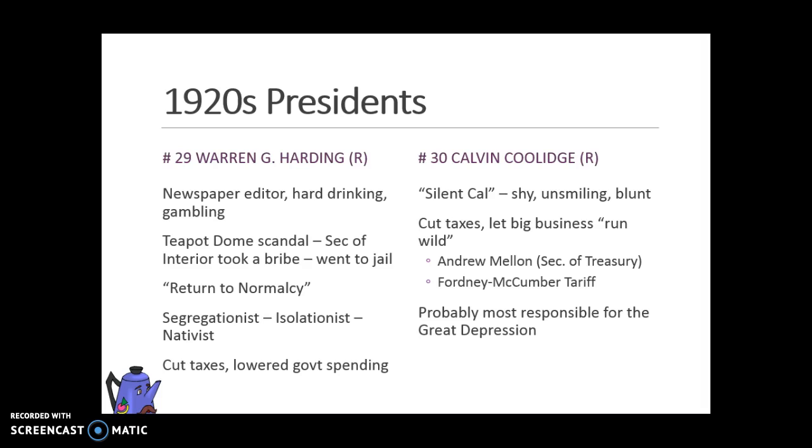Some historians make the argument that Calvin Coolidge's policies and the lack of enforcement for pretty much any watchdog function of the economy, such as enforcing antitrust laws, makes him more responsible for the Great Depression, or one of the presidents that, including Hoover, made it worse.